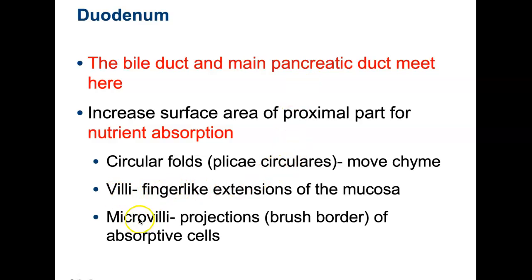You're going to see microvilli. Remember, those are finger-like projections. They used to be called brush border cells. You're also going to see villi, which are, again, finger-like extensions of the mucosa. And then you're going to see these circular folds. And all of these structures are going to help move the chyme and allow for increased absorption. So remember, those finger-like projections, the more surface area you have, the more absorption can occur.